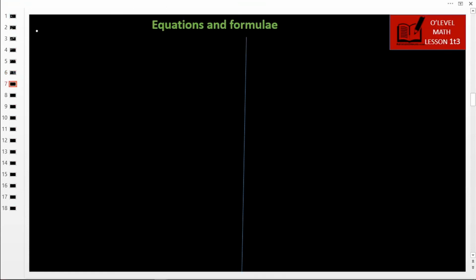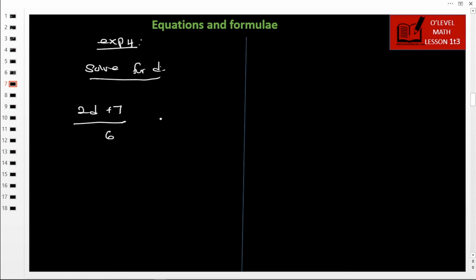Example 4. So this is our example 4. Example 4 says solve for D. So this is going to be (2D + 7)/6, then plus (D - 5)/3 is equal to D/2.